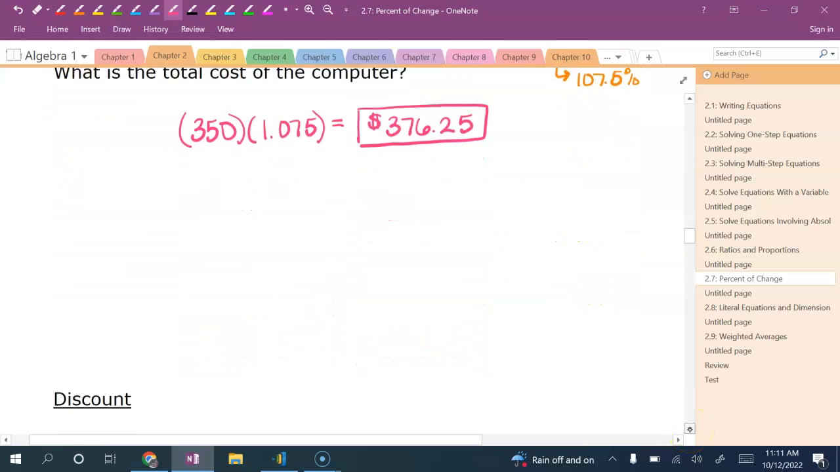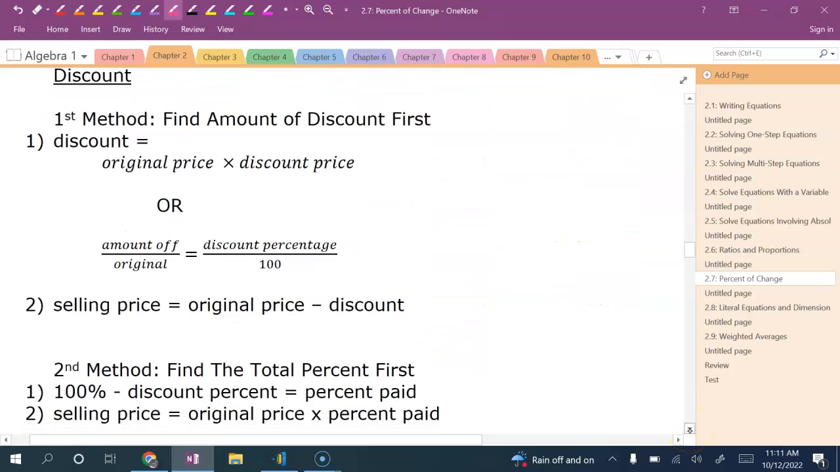So the last thing I want to talk about is discount. Discount also has two methods just like sales tax did. So the first method is to find the amount of your discount first. Now discount would be what you are saving. So you're still going to have a percentage like 20% off, 30% off, 50% off, and you're going to want to convert that to a decimal first. So if you had 30% of a discount, that would be the same thing as 0.3 as a decimal.